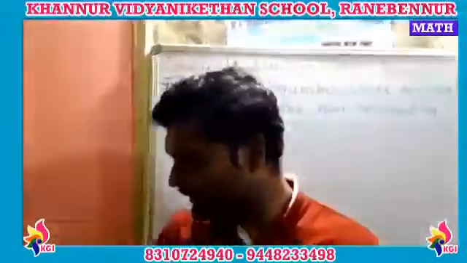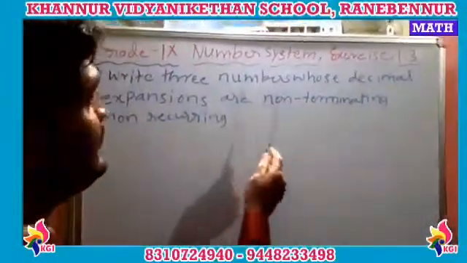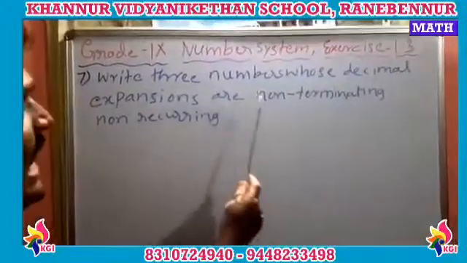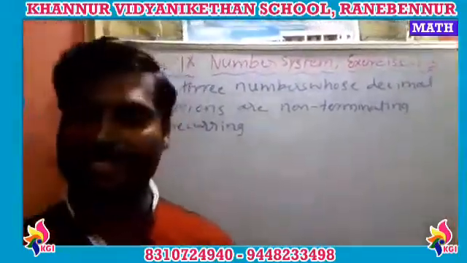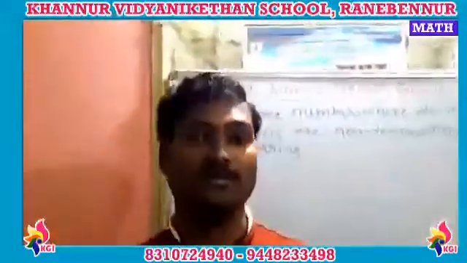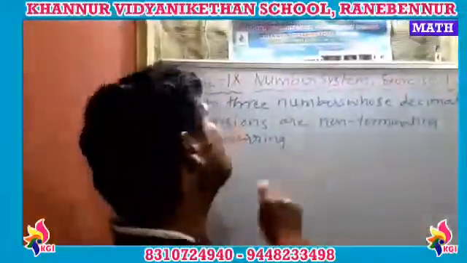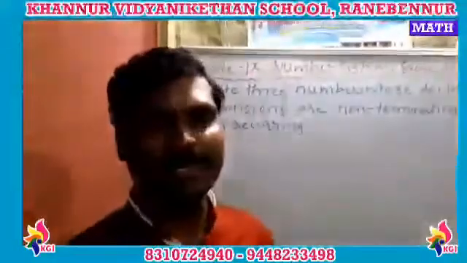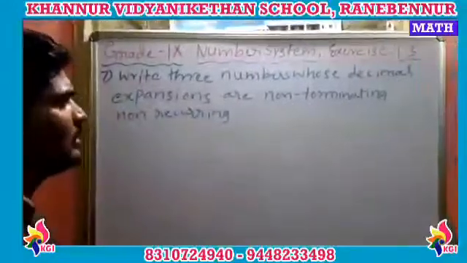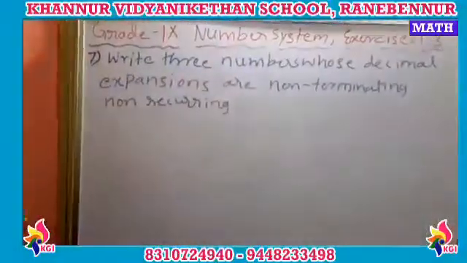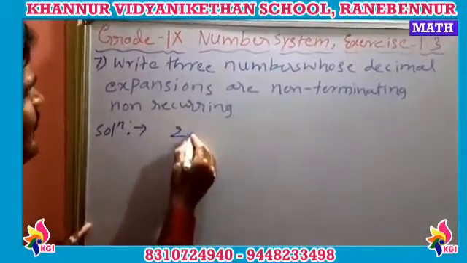Yes children, we can go for the next question. It says, write three numbers whose decimal expansions are non-terminating, non-recurring. As already explained in the previous class, the meanings of terminating, non-terminating and recurring apply. Here we have to just write a decimal expansion that appears non-terminating and non-recurring. Just like I will write an example here.